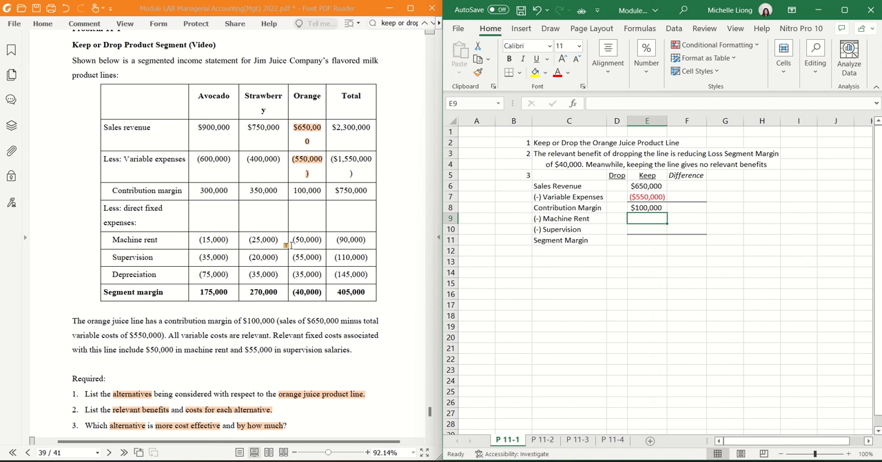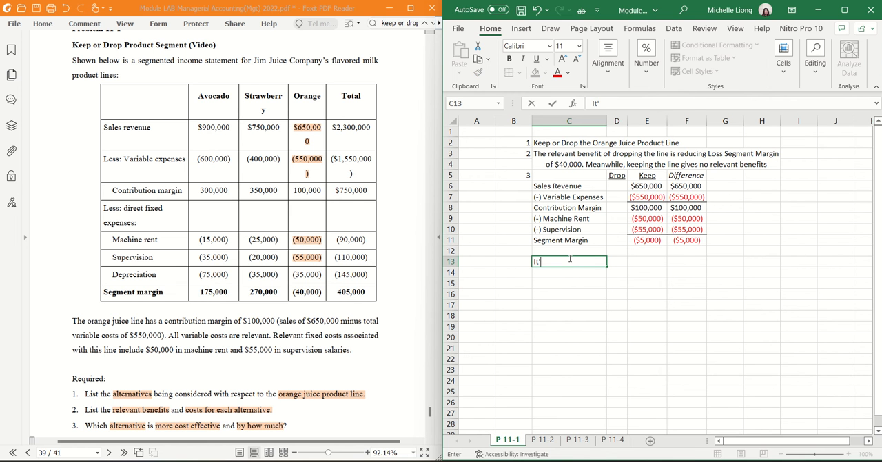And then machine rent is 50K, supervision 55K, and we get the total of minus 5,000. Okay, so we lost 5,000. So the difference is basically you just need to minus all of them, drag it down, and the difference must be the same. So we lost by 5,000.